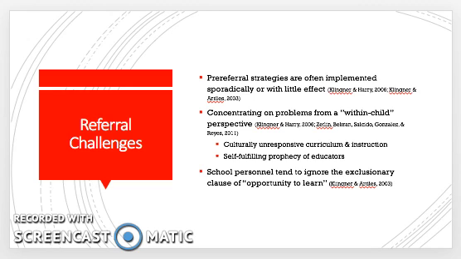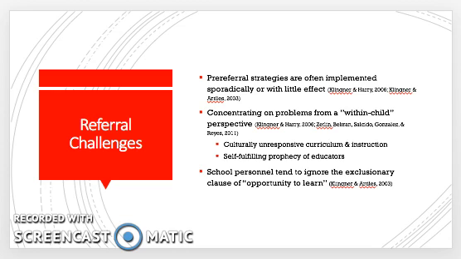A second referral challenge is that we have a tendency to concentrate on problems from a within-child perspective. So we assume that the problems we're seeing in the classroom with the child are their own problem, their own fault, instead of looking at whether we have a culturally responsive curriculum and instruction, whether our classroom is supportive for that child.